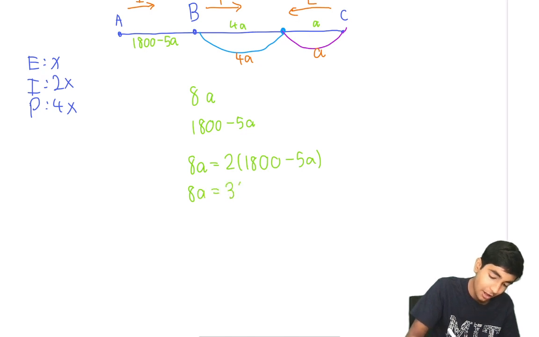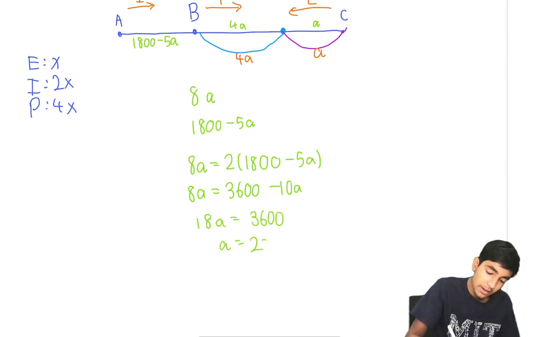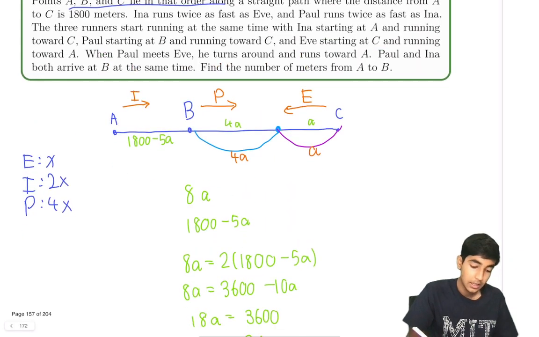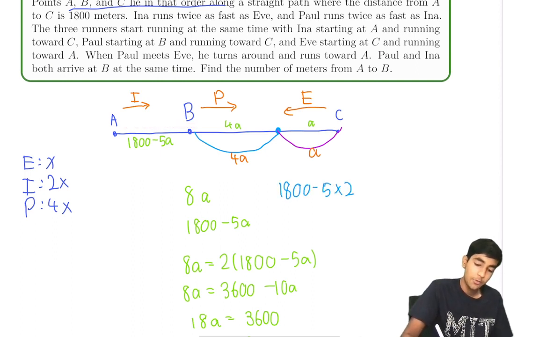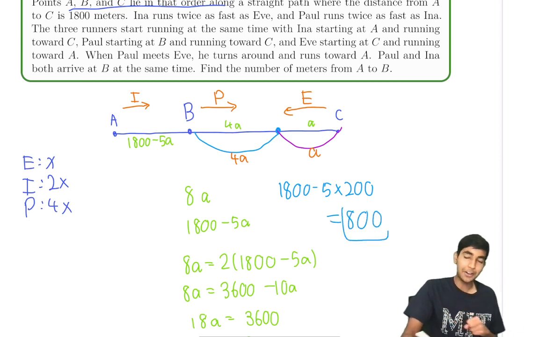8a equals 3600 minus 10a. 18a is 3600. a is 200. So then the number of meters from A to B is just 1800 minus 5 times 200. That's 800. So our answer is just 800.